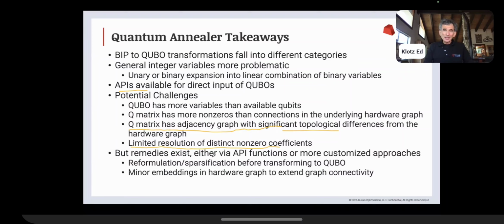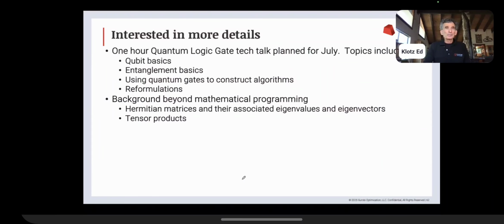But remedies exist. There are API functions or more customized approaches. So things like reformulation and sparsification before transforming to QUBOs. And again, I'll go back into this in more detail after we answer the questions. And then minor embeddings in the hardware graph to basically promote graph connectivity.